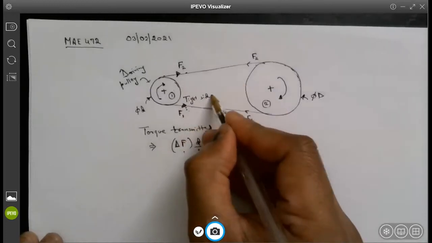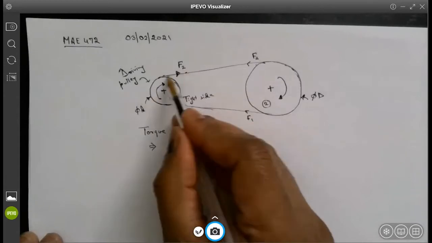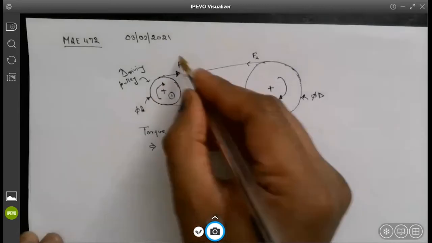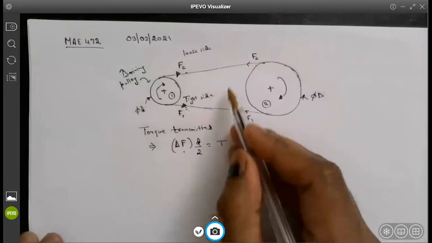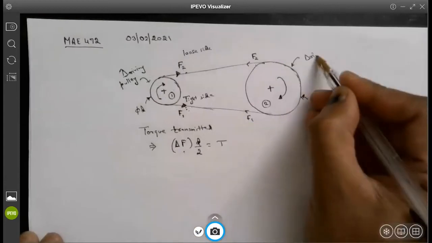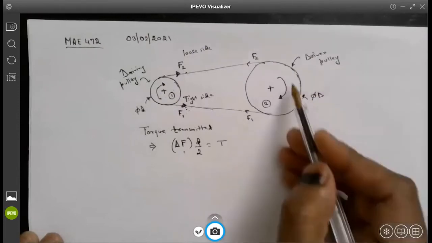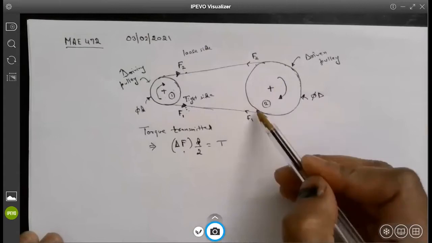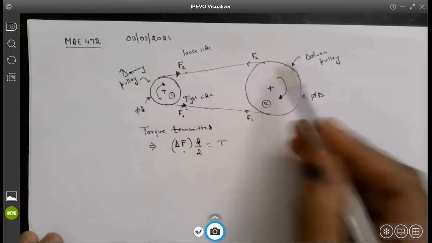And if you look at this, when you actually rotate it, the belt is leaving the surface. So this will be the loose side. The same argument will hold in here, which is your driven pulley. If you look at this side, this is the driven pulley side.